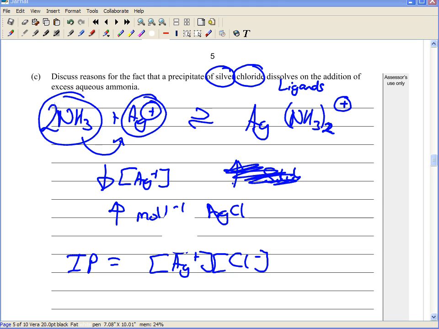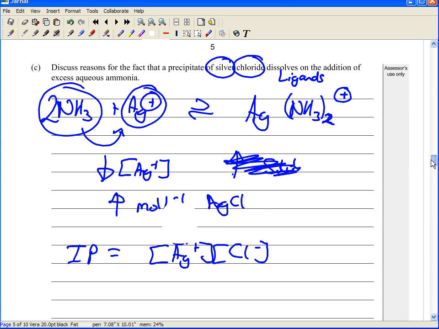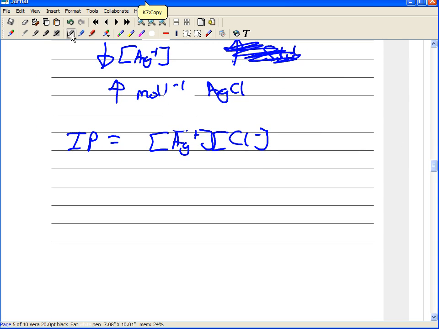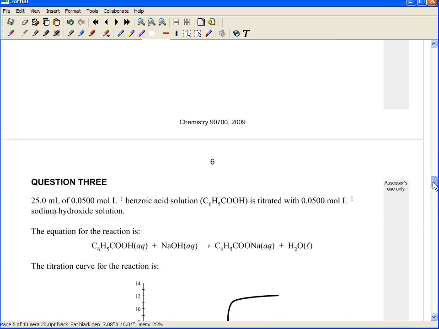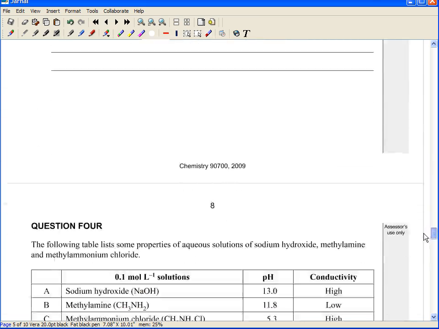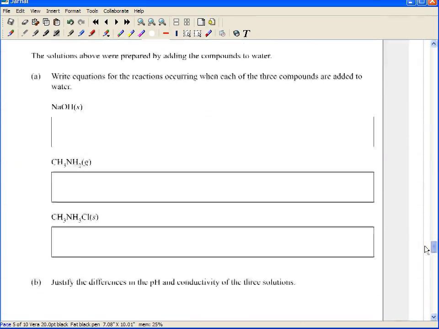Okay, so checking the answer at the side here, make sure it's all okay. Increase the solubility of the silver chloride, causing more AgCl to dissolve, and therefore the precipitate disappears. Cool, good stuff. Right, moving on down. I need more to go. Yep, I'm going to need one more tutorial after this one.